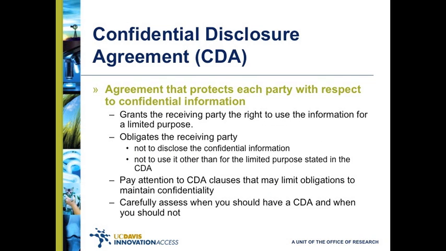Confidential Disclosure Agreement, or as we call it, a CDA. The nature of intellectual property is that it is normally kept confidential until patent protection has been obtained or a patent application has been filed. For that reason, it is very common to have a CDA signed between the university and an interested party who may be a potential licensee. It's very important to have such a CDA in effect because without it, intellectual property rights through patenting are sometimes lost.